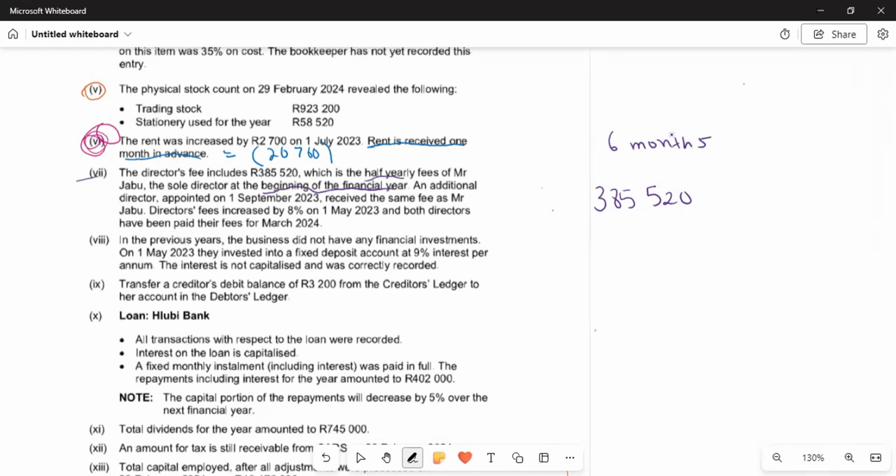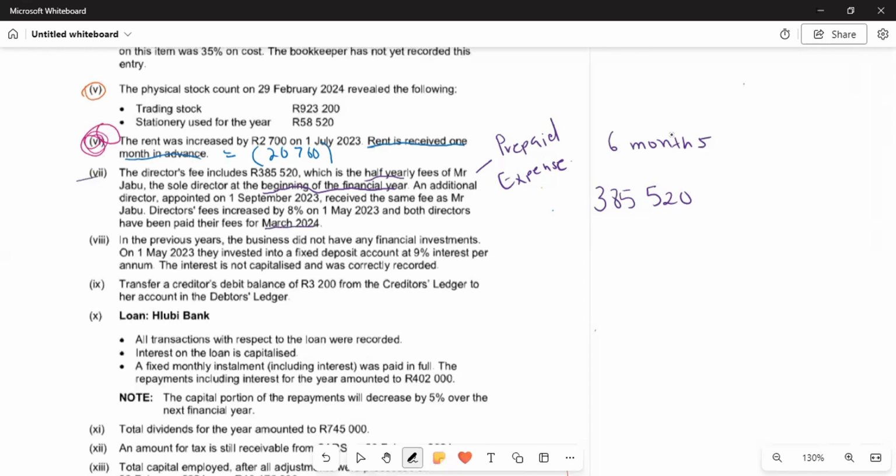Now, directors' fees increased by 8% on 1 May 2023, and both directors have been paid their fees for March 2024, right? Now, remember our financial year ends on 28 February, and we have paid these directors up until March. This is what we call a prepaid expense, because we have paid them extra, and that amount we have paid them for March, we need to subtract it.